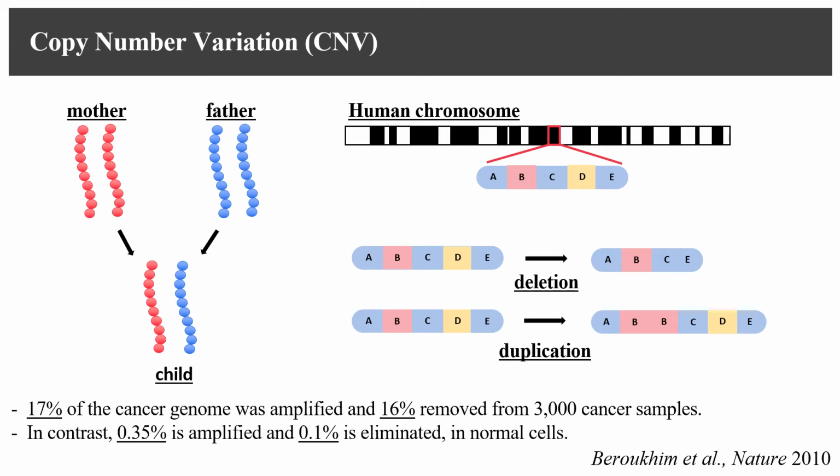What is copy number variation? Some genomic segments are deleted. Other segments are copied into a certain genomic position as illustrated in this figure.